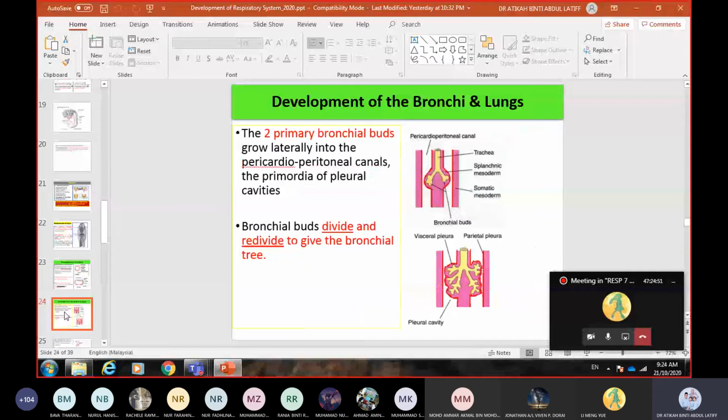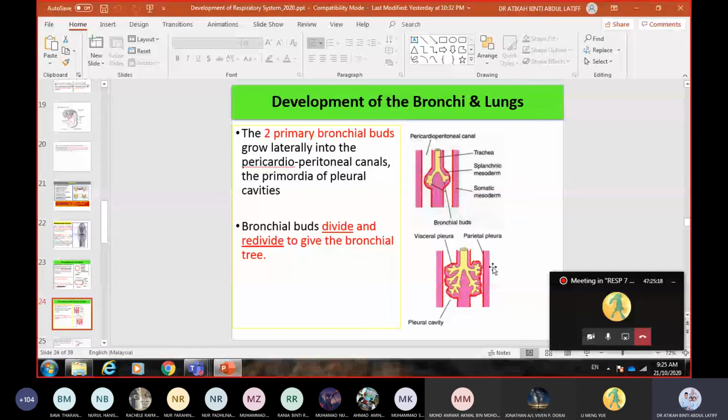Okay, so how about bronchi and lungs? So again, from the bronchial respiratory diverticulum forming the lung buds here, right? Okay, so the formation of right and left primary bronchial buds finally divide into the secondary bronchial buds. So you have 3 on the right and 2 on the left.